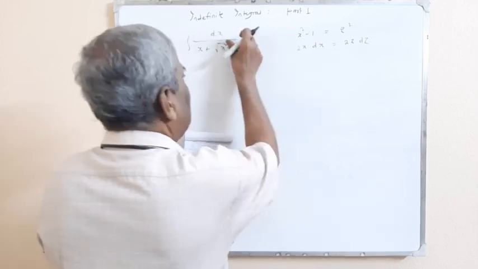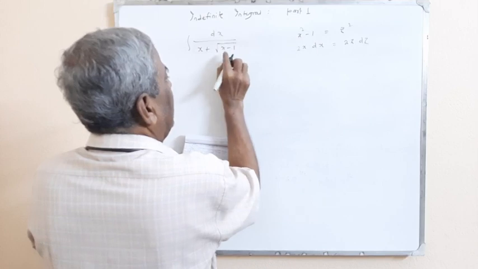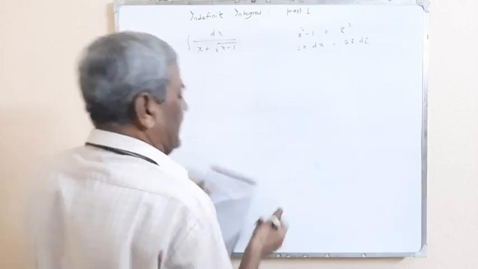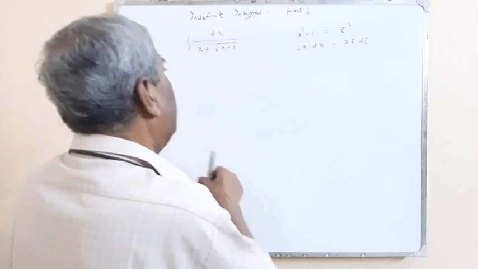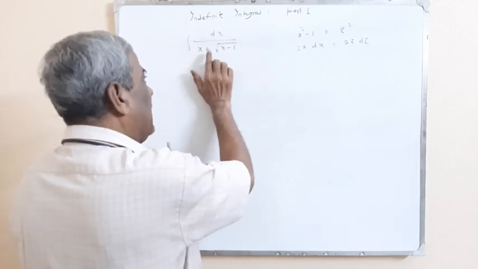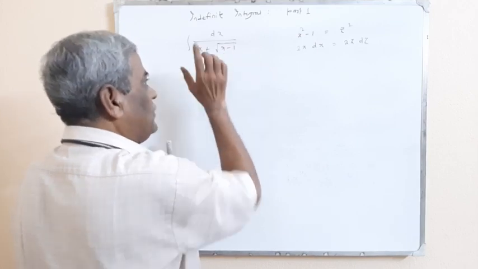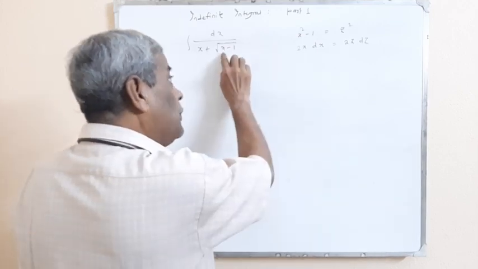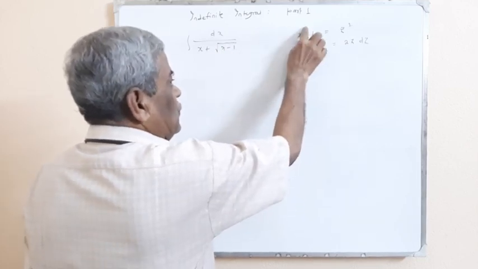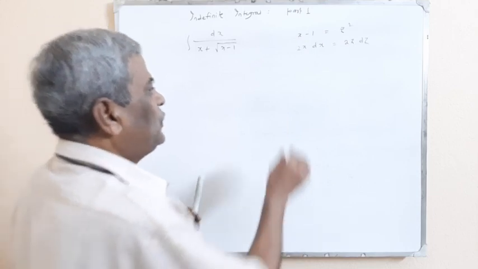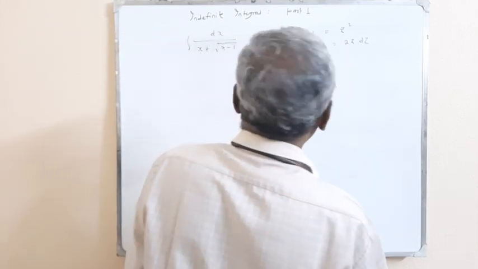The problem is not that. The problem is it is x minus 1 within square root, x minus 1. Two terms in the denominator, both are linear, x and plus the square root of x minus 1. This is linear, this is also linear. We put that factor x minus 1 as z square, so that we get dx is equal to 2z dz.